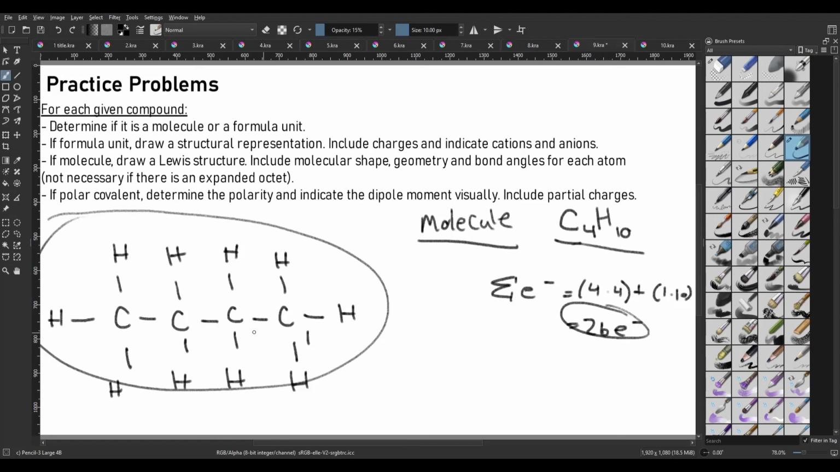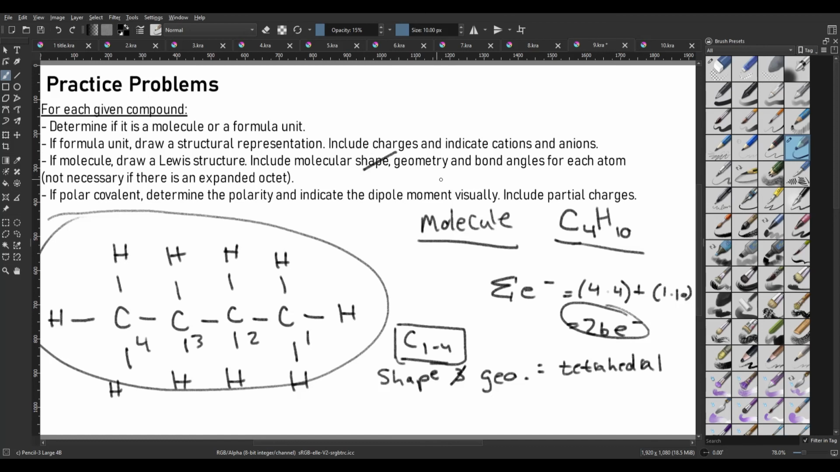So we'll call this carbon 1, carbon 2, carbon 3, carbon 4. So carbons 1 through 4. Let's make a little chart here. Carbons 1 through 4 are going to have a shape. Remember from our sheet here, the shape, and the geometry actually, is going to be tetrahedral. Remember, tetra is our prefix for 4, and hedral just means it's a 3-dimensional figure. So there's shape and geometry taken care of.